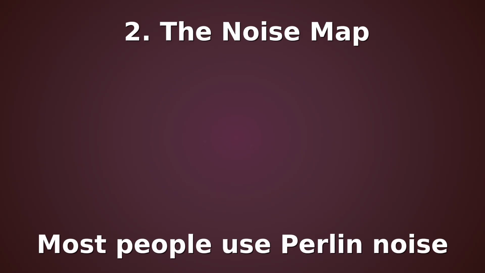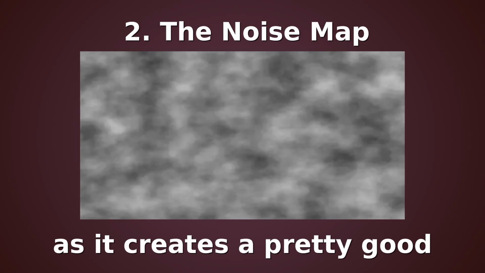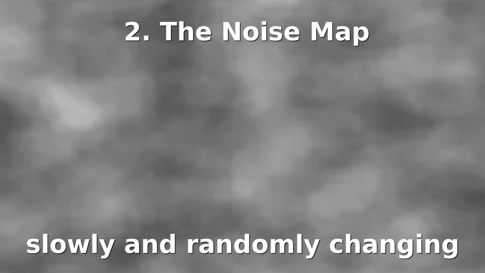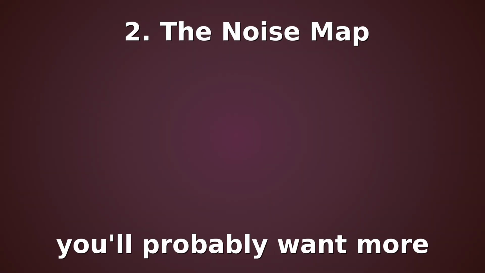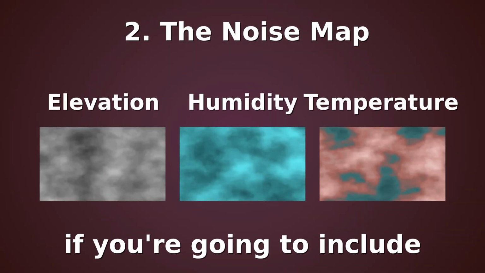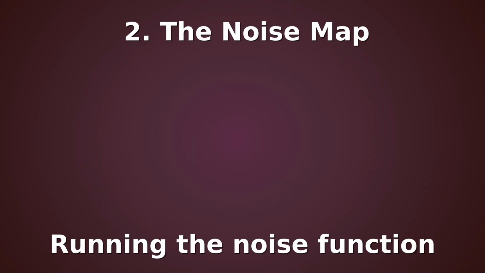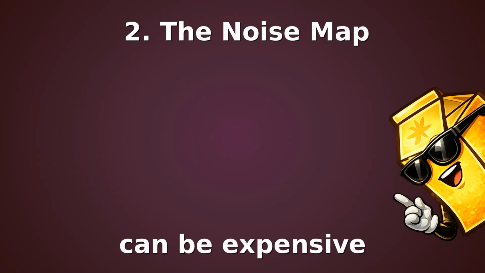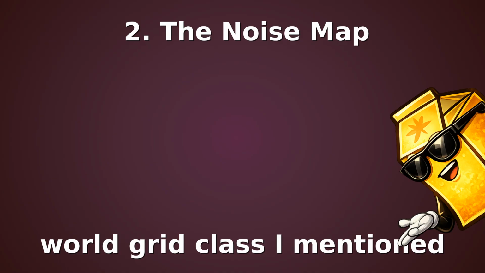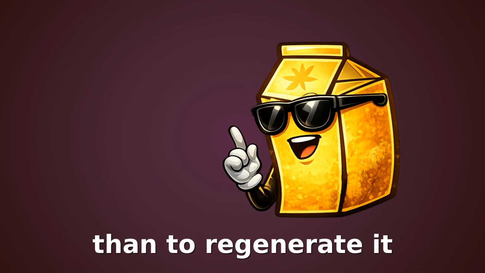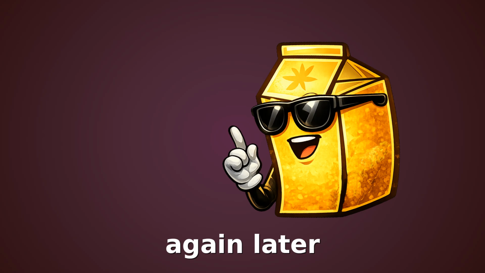Most people use Perlin noise for realistic terrain as it creates a pretty good natural look, slowly and randomly changing between different elevations. To generate terrain, you'll probably want more than one noise map if you're going to include different biomes. Running the noise function can be expensive, so you'll also want to store this data in a dictionary in that world grid class I mentioned. It'll be easier to look it up in a dictionary than to regenerate it again later. Step number 4, make a chunk system.